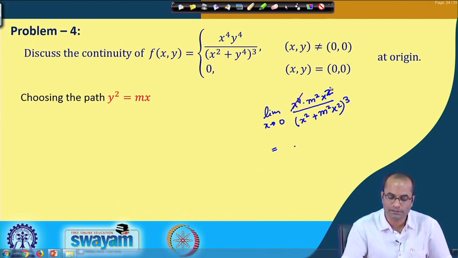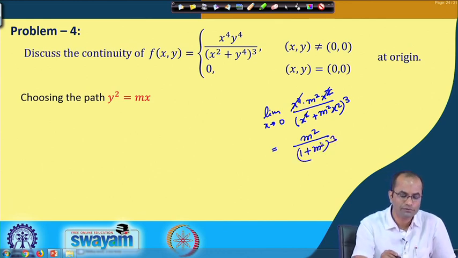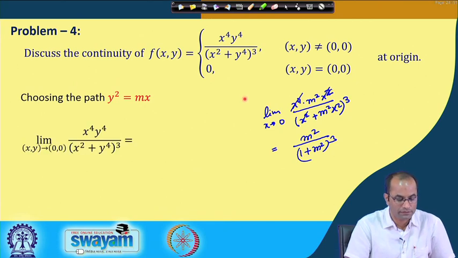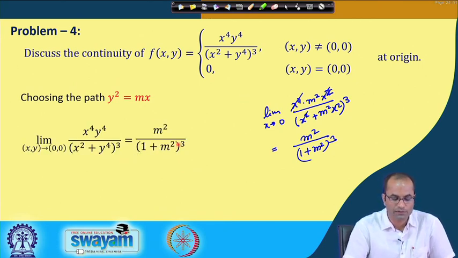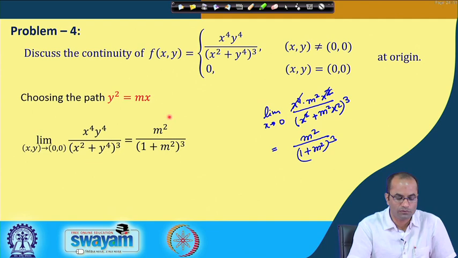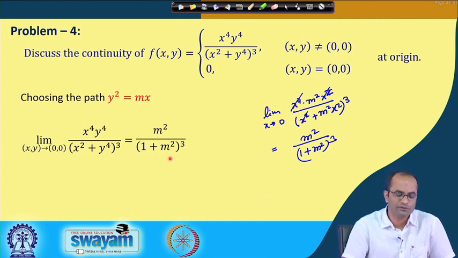So, x power 6 will be cancelled, and then we will get this limit m square over (1 plus m square) cube. Again we see that if we choose this path, then the limit depends on the path. For different values of m, we will get a different value of this limit, and therefore this limit does not exist, and hence this function is not continuous.